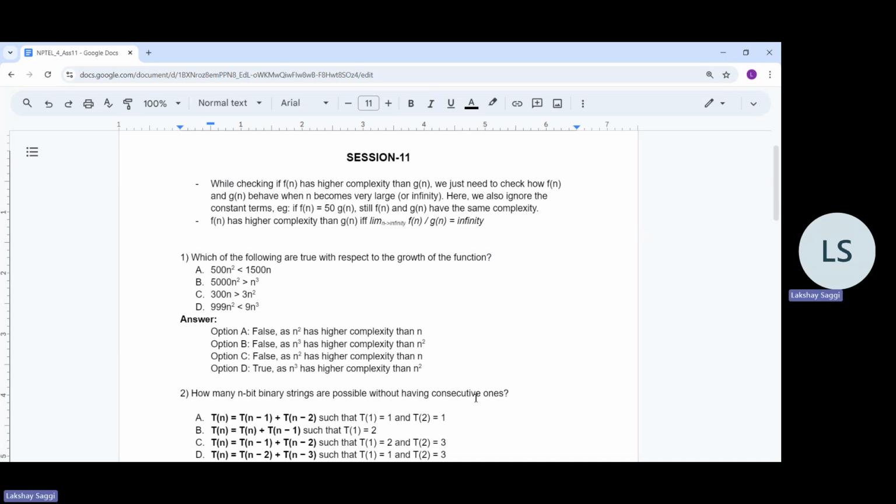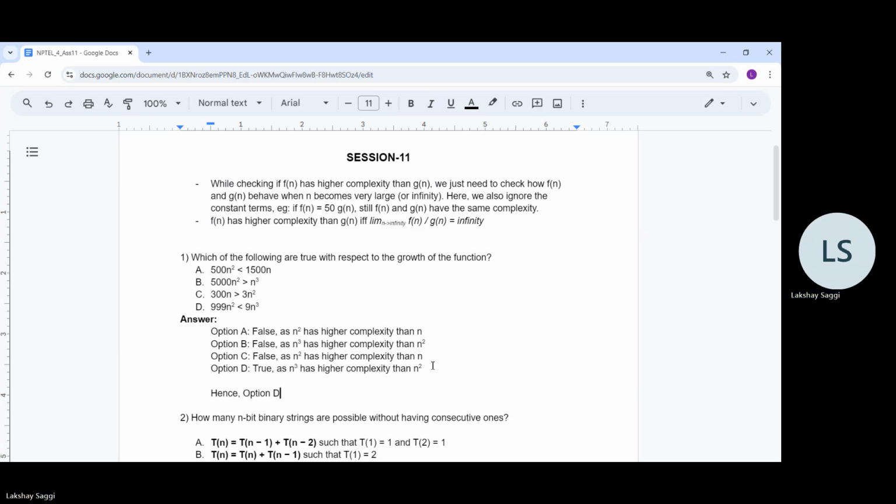Which of the following are true? We have to mark. So A, B, C are false, and only D is true. Hence option D is correct. Okay, pretty straightforward question. Now moving on to the next question.